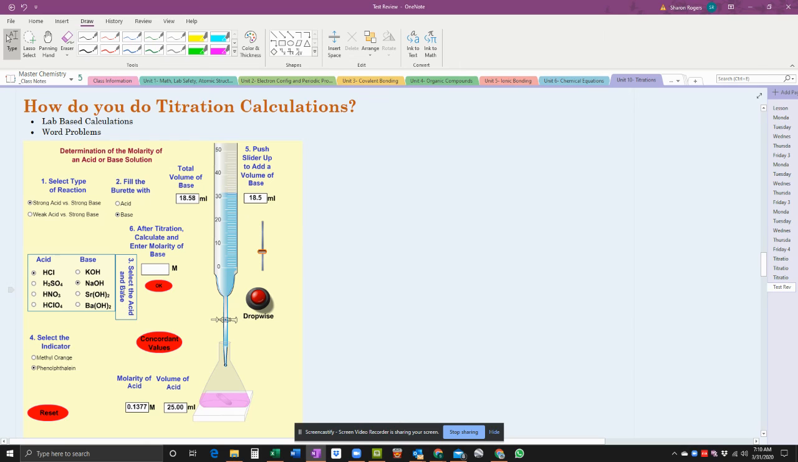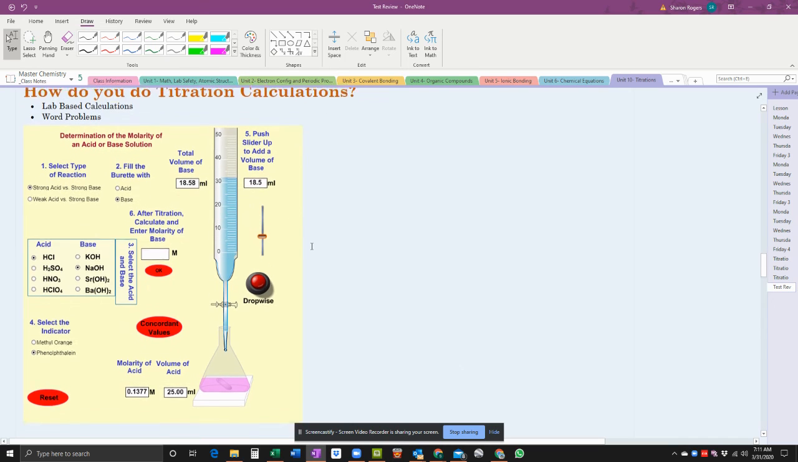Now on the test, be prepared. You're going to have two different types of calculations. You're going to have your word problems that you were given yesterday, and you're going to have maybe two lab-based calculations where it's just going to look just like this. And we might pick a different acid and a different base. So you have to look at the picture. You have to know which one to pick and then use all these values to calculate. And that's it.